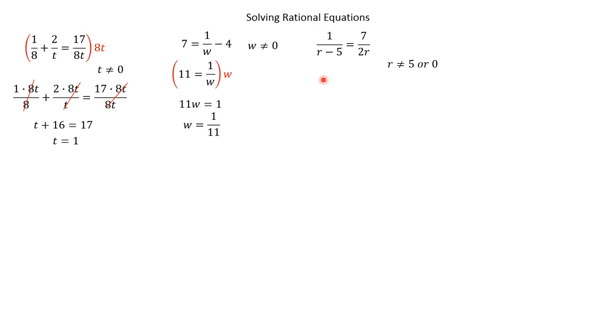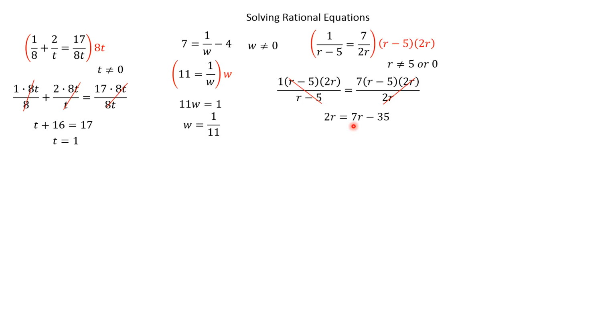Now multiply by the common denominator. We need an r minus 5, and we need a 2r. They've got nothing in common, so r minus 5 times 2r is the common denominator. If we distribute this, we have 1 times r minus 5 times 2r, and 7 times r minus 5 times 2r. We can cancel. The r minus 5s cancel out, leaving us with 1 times 2r. Over here, the 2r cancels out, leaving us with 7 times r minus 5. So 1 times 2r is just 2r. And here we can distribute this to be 7r minus 35.